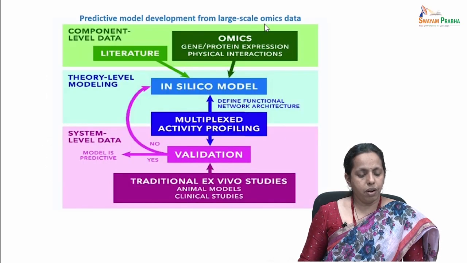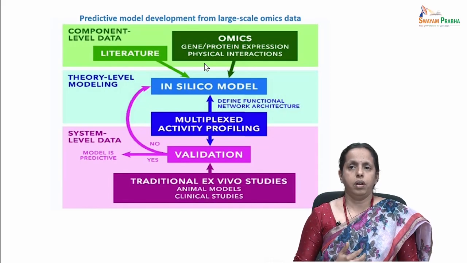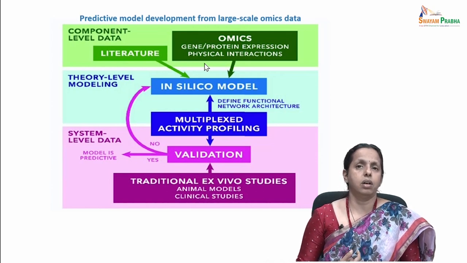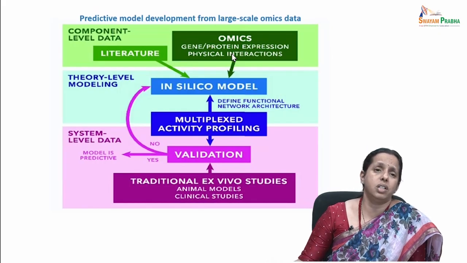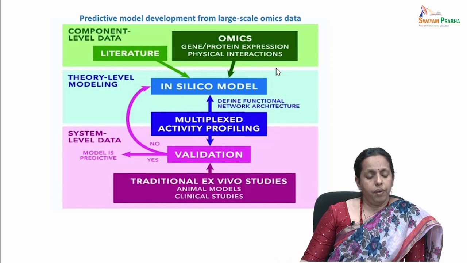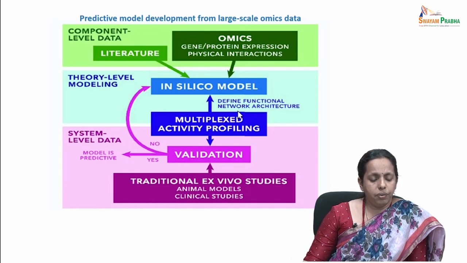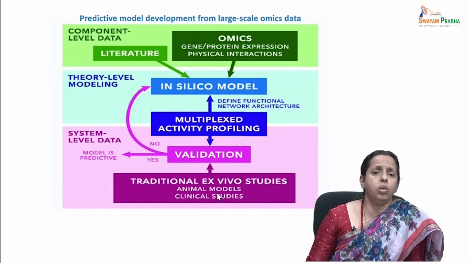This is predictive model development from your large-scale omics. As I said, you have loads of data generated from your omics, that is your transcriptomics, your proteomics, and your next generation sequencing. Then you even have several portals, such as the TCGA portal and the cBio portal, where all this data is deposited. Then you have an in silico model, where you define a functional network architecture and multiplexed activity profiling, and then it is validated. You have component-level data, theory-level modeling, and system-level data. Very importantly, it has to go through animal models and clinical trials.